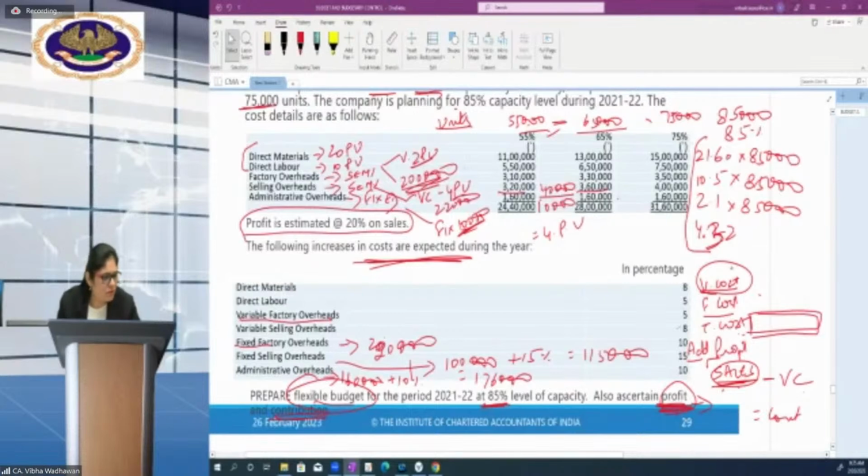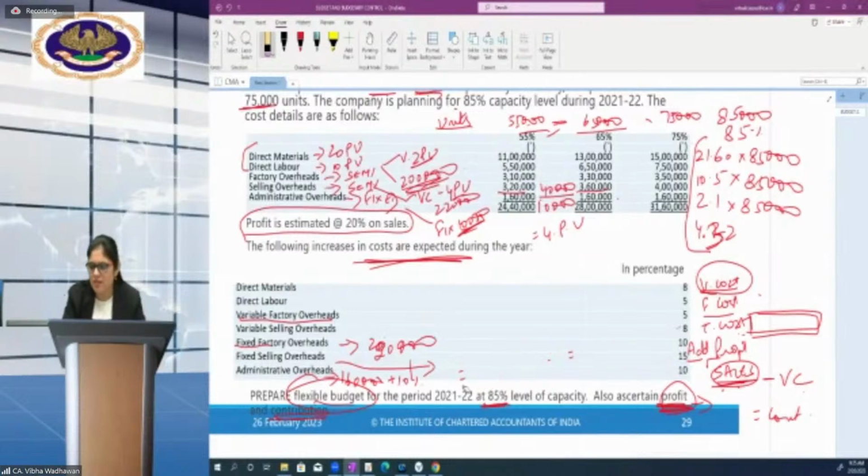Any doubts so far? Clear? Variable cost, fixed cost, total cost, add profit now here. First thing, profit is estimated at 20% on sales, but you have to calculate on cost. I hope you are familiar with how we calculate. Can anybody give me the total cost so that I can explain how to calculate the profit? I'm just erasing the extra things now. You must have understood.